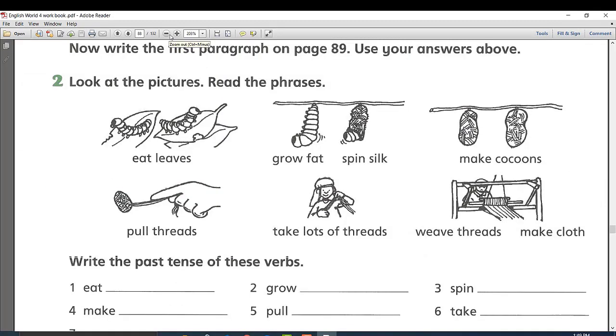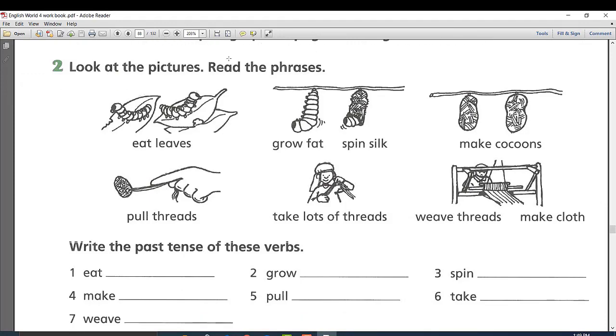Exercise number two. Look at the pictures, read the phrases. Number one, eat leaves. Grow fat. Spin silk. Make cocoons. Pull threads. Take lots of threads. Weave threads. Make clothes.